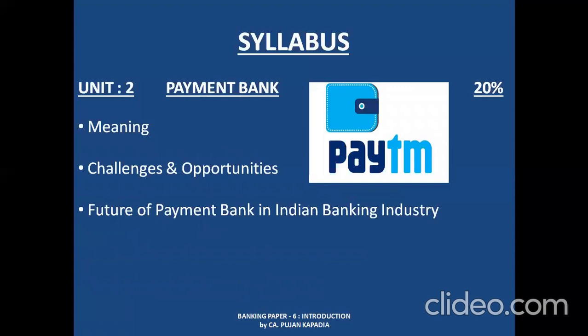Moving ahead, the second unit that we are going to study under this banking paper 6 is payment bank. The weightage of this unit is 20%. The logo says it all. I guess there won't be any person who would not be aware of Paytm. Yes friends, we are going to study what is payment bank. Paytm is one kind of payment bank, and we have several other payment banks like Paytm.